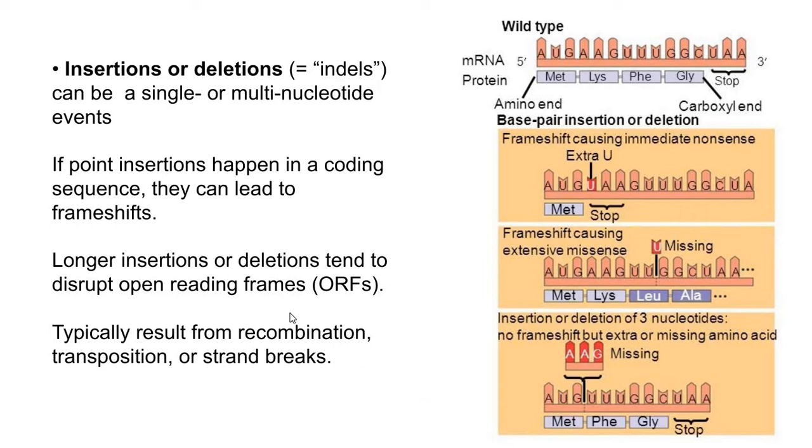These longer insertions or deletions tend to disrupt the open reading frame, because the open reading frame is your coding sequence region, and once that changes, the protein sequence will change as well. Transposable elements inserting themselves and strand breaks in DNA, double-stranded breaks for example, usually result in these longer insertions or deletions instead of point mutations.